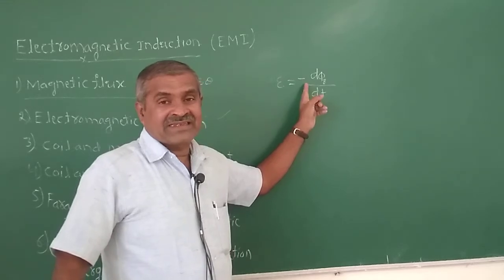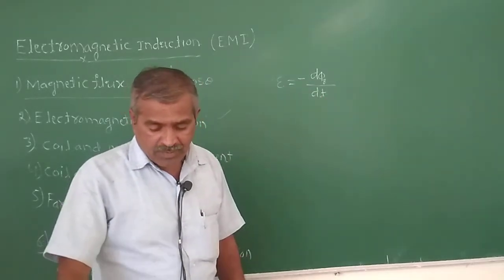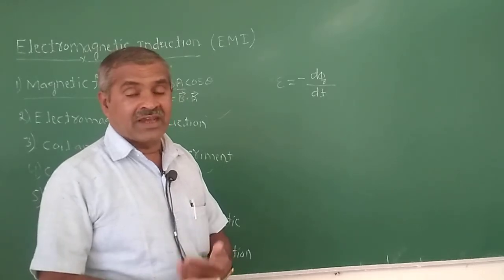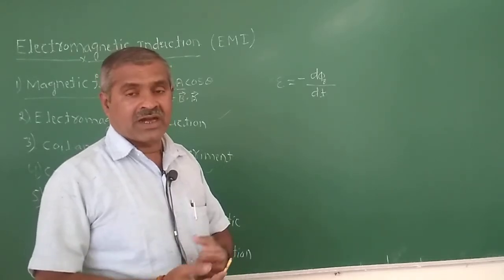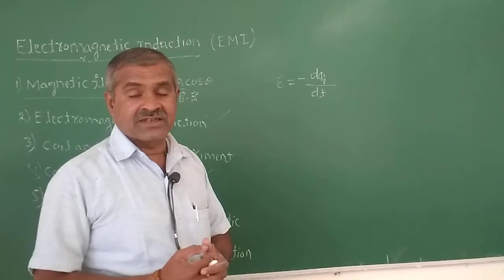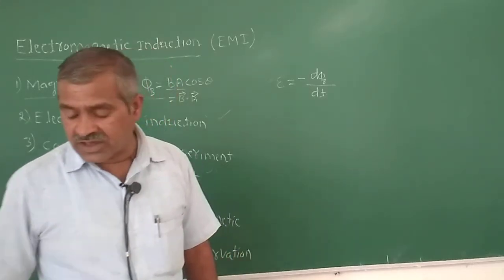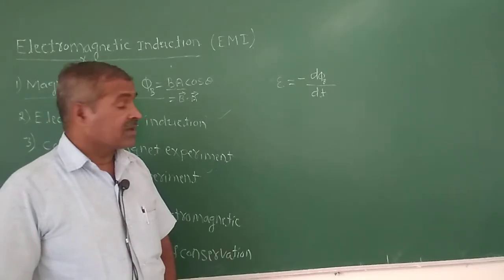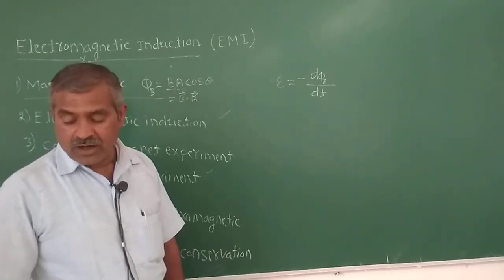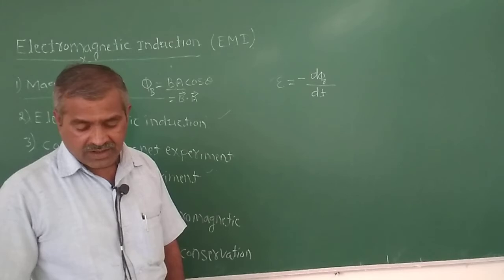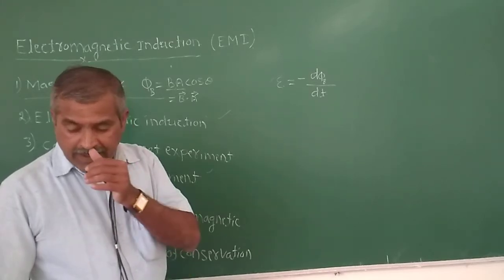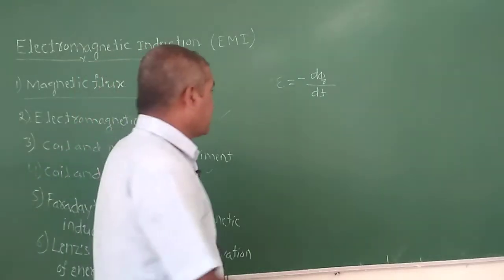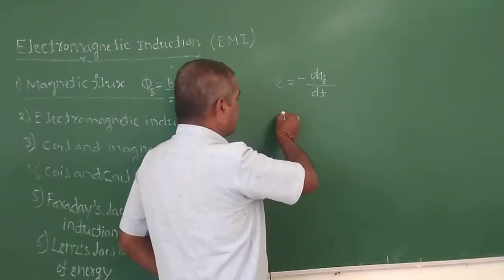Okay, this minus sign indicates that the induced EMF and induced current direction are opposite to each other. Induced current and induced EMF are opposite to each other. Clear? So here, this is supposed to be written like that.